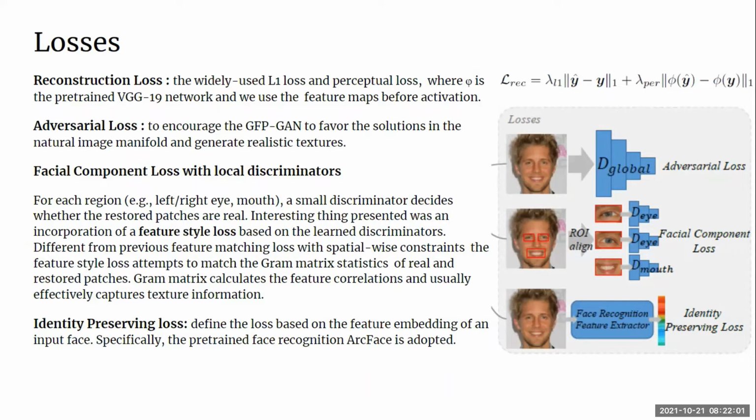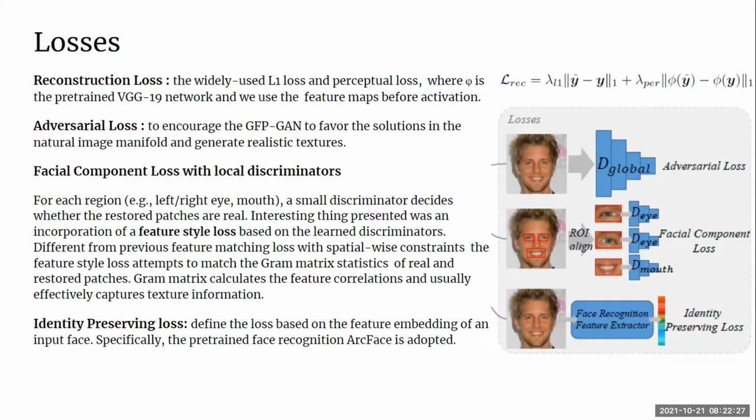The third part is the facial component loss with local discriminators. Over here, the produced regions of interest are going to get cropped. In the context of the model, the regions of interest are the eyes and the mouth. So technically, the eyes and the mouth get cropped and passed into discriminators to see how realistic those specific patches are.